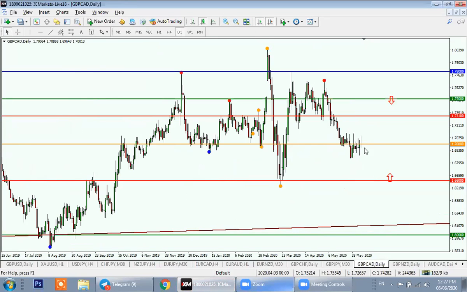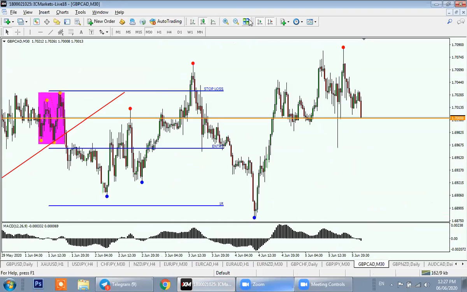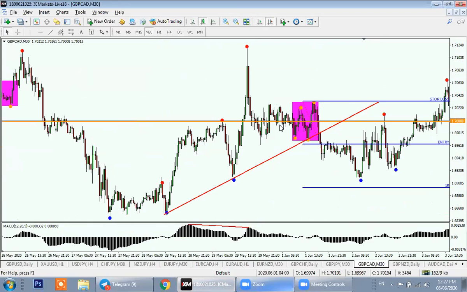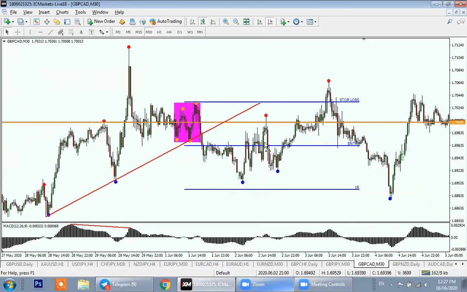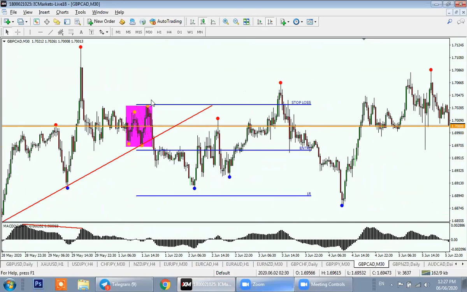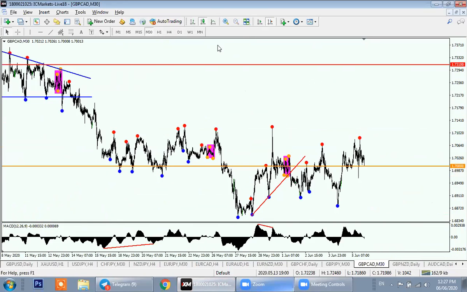Price is still struggling, sitting around our 1.7, and we had an entry opportunity last week on GBP CAD as well, and this one also hit our stop loss for those who entered. We had a divergence, price making higher highs while MACD is making lower highs. We had a resistance and an objective trend line. So price broke it downwards and then hit our stop loss. Let's delete our risk to reward ratio.